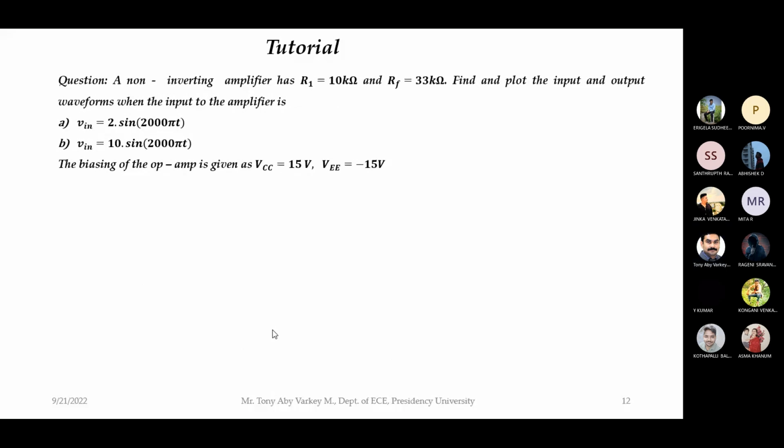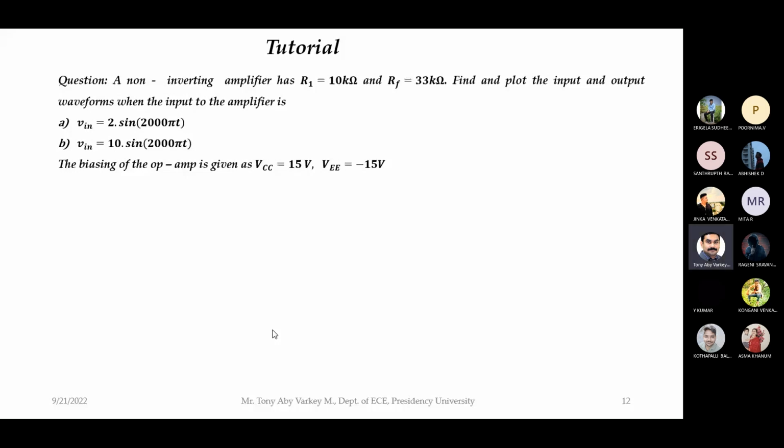Okay, now one more question we'll do. A non-inverting amplifier has R1 equal to 10 kilo ohm and RF is equal to 33 kilo ohm. Find and plot the input and output waveforms when the input is 2 sine 2000 pi t and 10 sine 2000 pi t. So yesterday we did the same problem for an inverting amplifier. So today we will do it for a non-inverting amplifier.